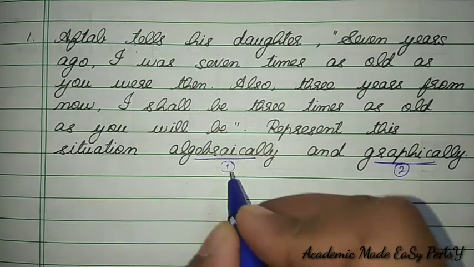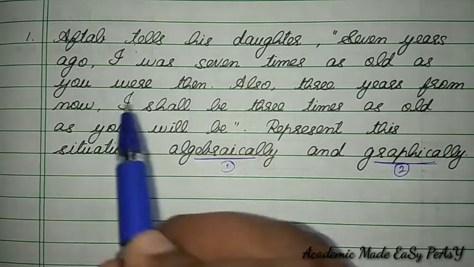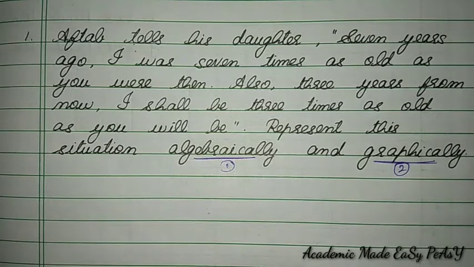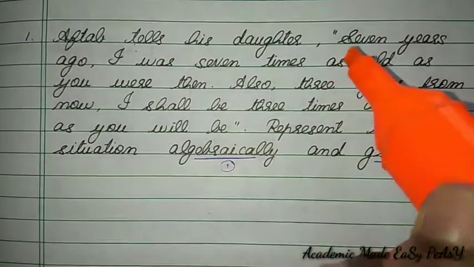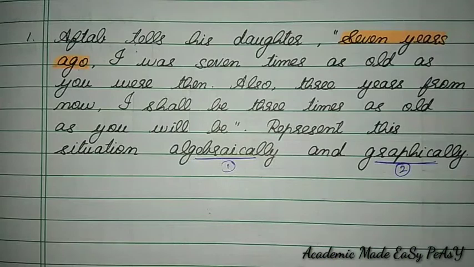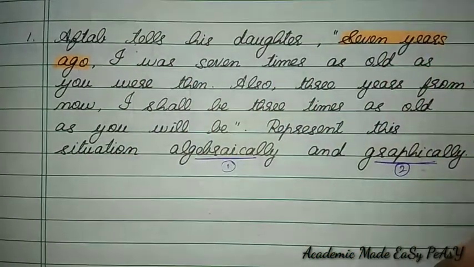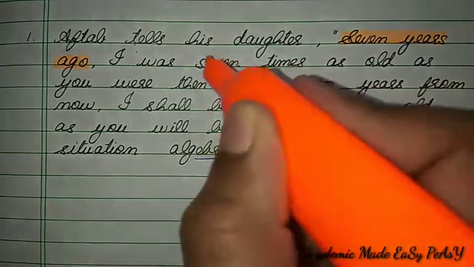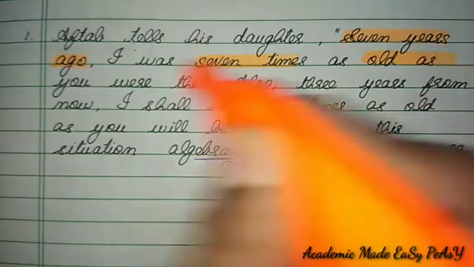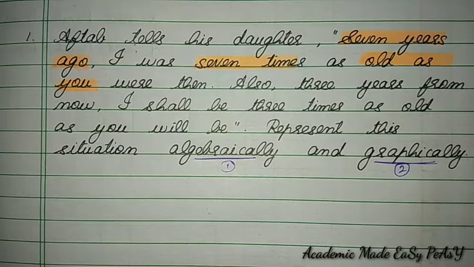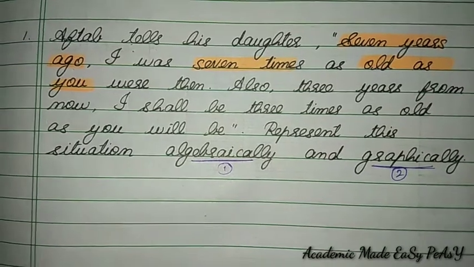Now we have to form the equation, isn't it? Just read the question once, and the next time, start to highlight the important points. Aftab tells his daughter, 7 years ago, that means before 7 years, I was 7 times as old as you were then. To whom is Aftab speaking? To his daughter, isn't it? So Aftab's age was 7 times his daughter's age. This is the first statement.